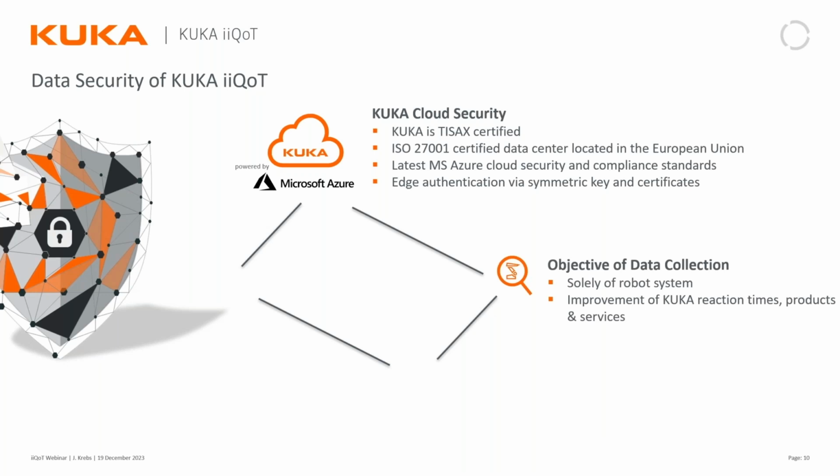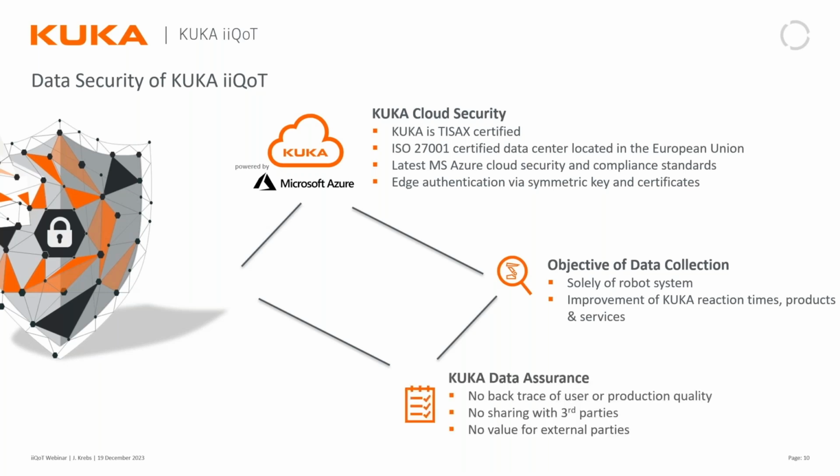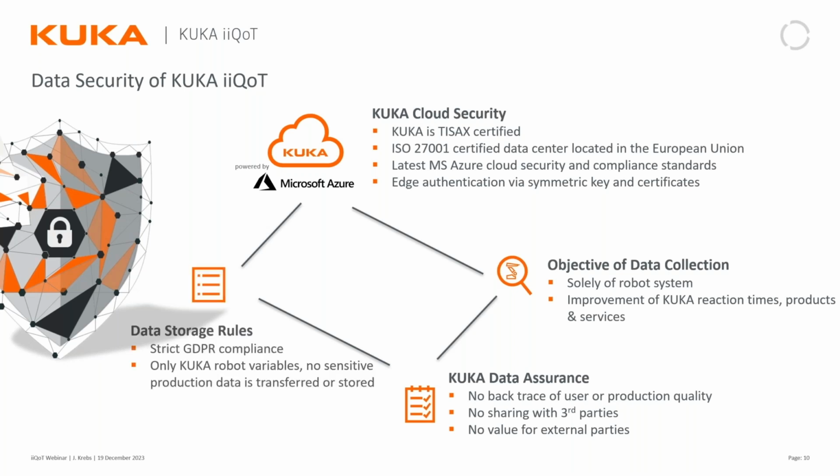The data we're collecting is solely robot system information. The reason why we do that is we want to improve our own KUKA robots, products, services, and reaction time, of course. The data assurance we will give you is there's no backtracing of any user or product quality with this information. We don't share with any other third parties, and there will be no value for external parties if they would get a hand on that.